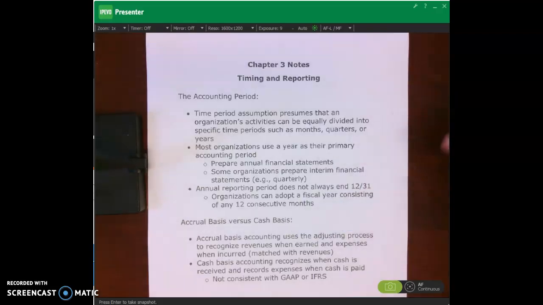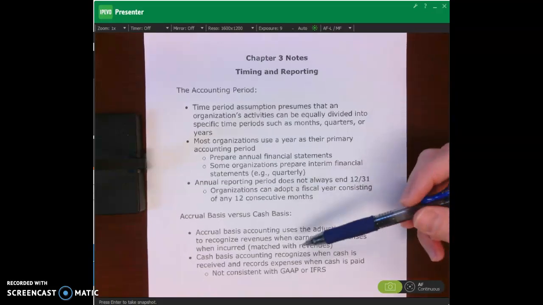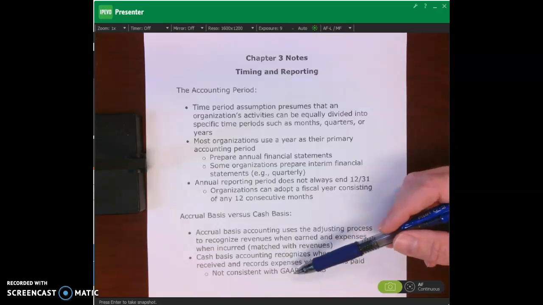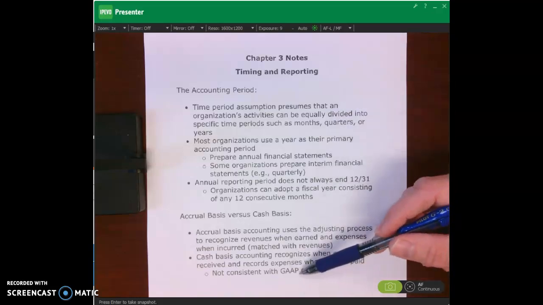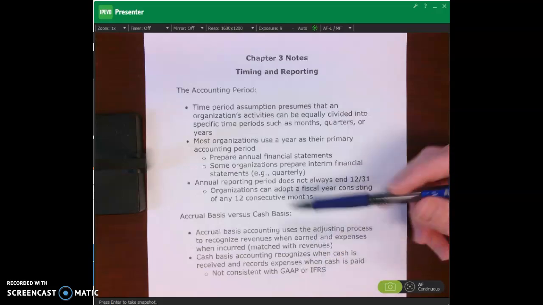Let's talk about accrual basis versus cash basis accounting. Let me jump down here and talk about cash basis first. Cash basis would recognize an expense or revenue when cash is received or spent. Okay? That's not consistent with generally accepted accounting principles, or IFRS, International Financial Reporting Standards.